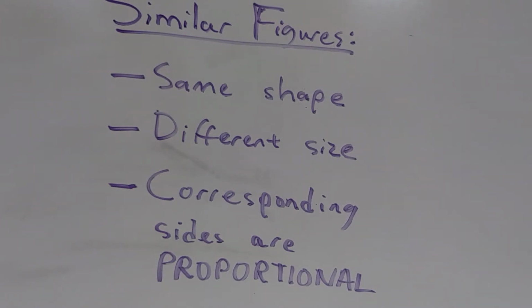Today we're going to continue our work with similar figures. As you know, similar figures are the same shape, although they are different sizes, and the corresponding sides of similar figures are proportional to one another. This is how we're going to be able to solve for the length of a missing side.